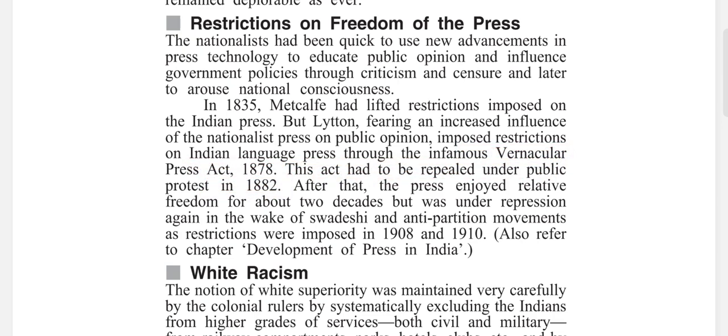After that, the press enjoyed relative freedom for about 2 decades, but was under repression again in the wake of Swadeshi and anti-partition movements. Restrictions were imposed in 1908 and 1910. Also refer to the chapter, Development of Press in India.